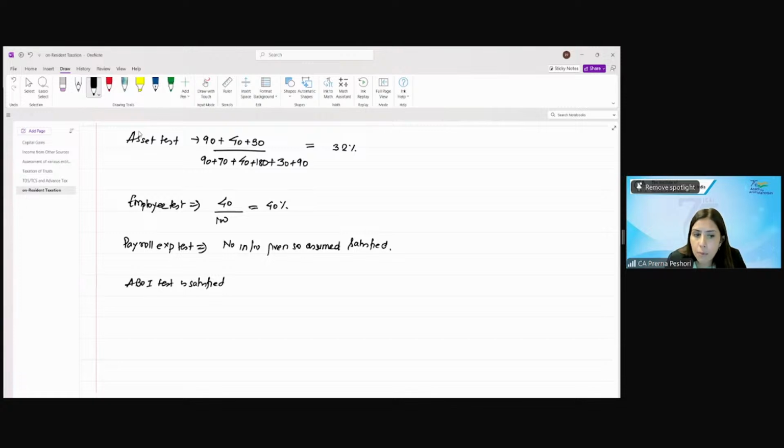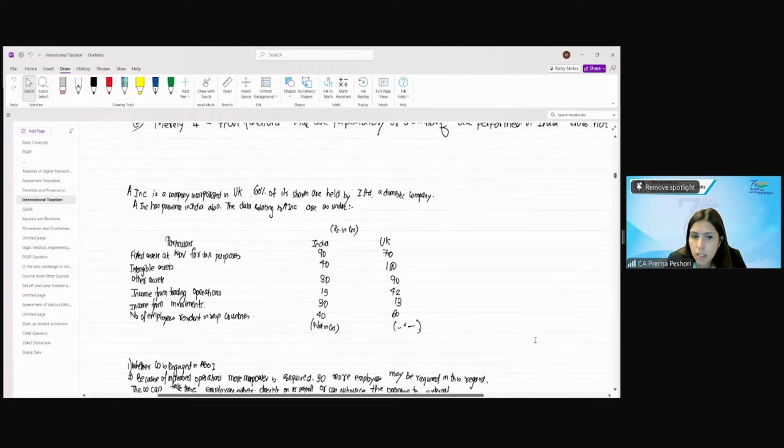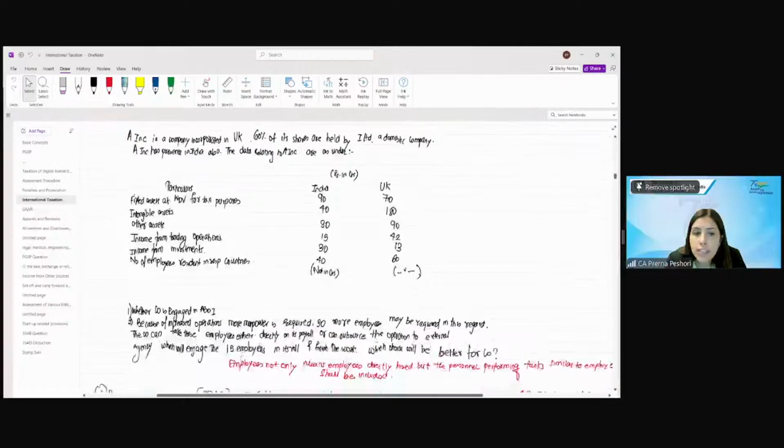See, this is a past exam question. What information have they given? Because of the increased operations, more manpower is required. So 30 more employees may be required in this regard. The company can take these employees either directly on its payroll or can outsource the operation to an external agency, which will engage 15 employees in its role and finish the work, which will be better for the company.